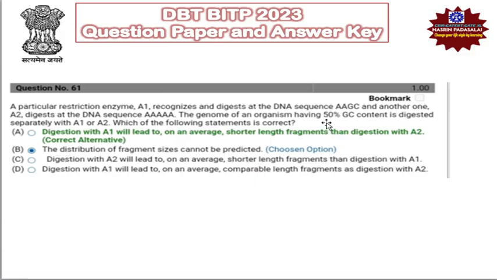Here they just mentioned that the genome of the organism has 50% GC content. So ultimately, when you digest the organism having 50% GC content with A1, it will lead to the production of shorter length fragments than when you digest it with A2 enzyme.